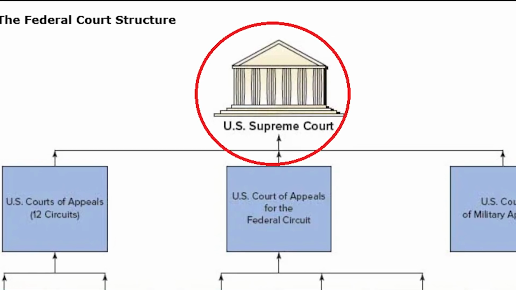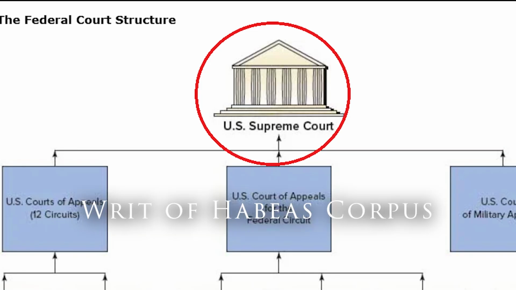In certain circumstances, an imprisoned defendant whose appeal has been denied may still try to have the Supreme Court review his or her case on constitutional grounds by filing a writ of habeas corpus.